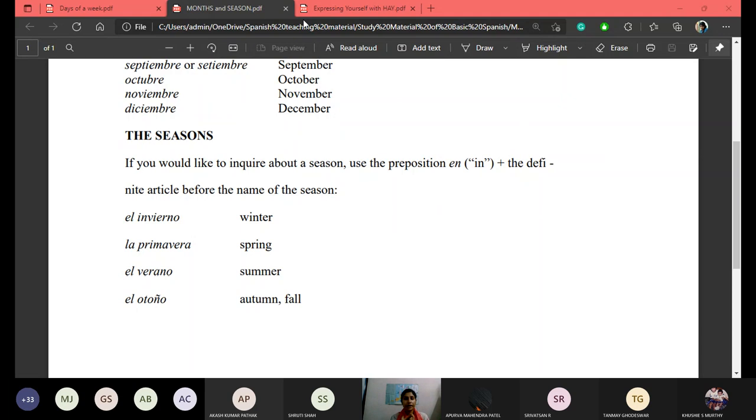So what day is today? What month is now? Which season is now? Okay, ¿Qué estación es ahora? What season is now? You can ask the question like this. Which season is that? Estación is your season. Mes is your month. I'll put the questions here so that you know. ¿Qué día es? Today is today.